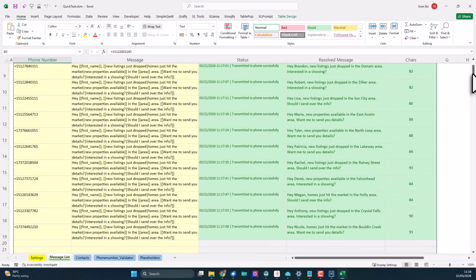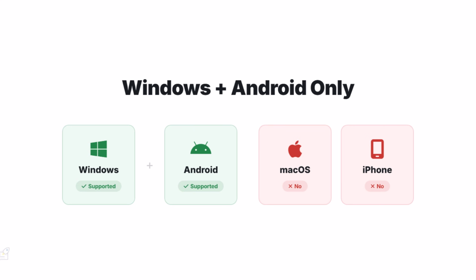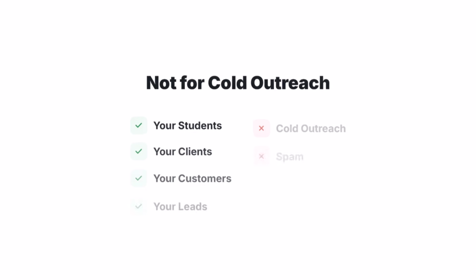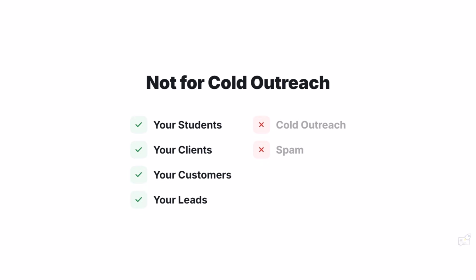Now before wrapping up, let me also cover a few things that you should keep in mind. First, this setup only works on Windows and an Android phone, so iPhones and macOS are not supported. So if you're on Apple, this is unfortunately not for you. Next, and I want to be completely upfront here about this, QuickText is not for cold outreach, so please do not use it to spam strangers. It is really meant for people who already know you and expect to hear from you, like your clients, your students, or your customers. If you're looking for a cold outreach tool, this is definitely not it.